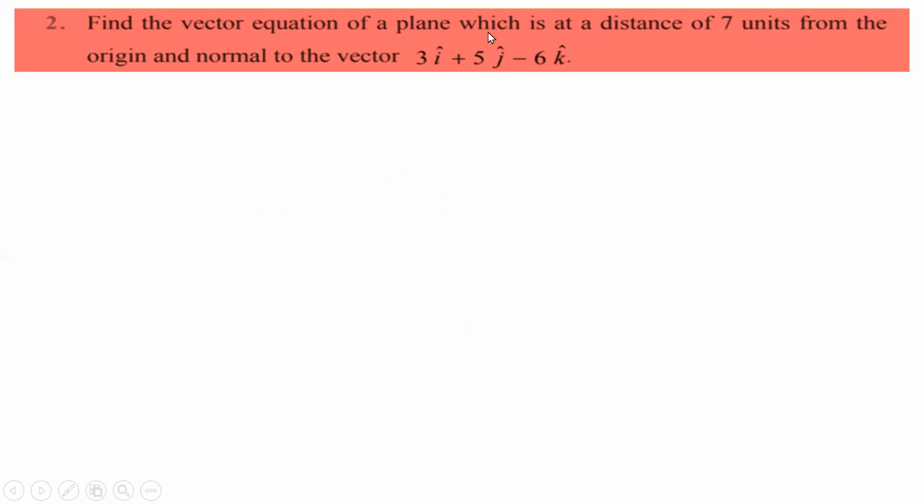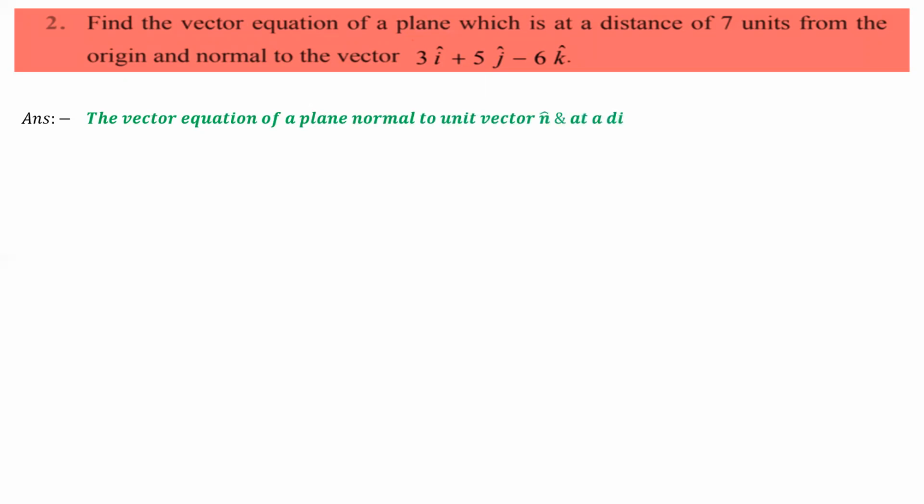Find the vector equation of the plane which is at a distance of 7 units from the origin and normal to the vector 3i cap plus 5j cap plus 6k cap. Now what we have as a formula, that is the vector equation of the plane normal to a unit vector n cap and distance from the origin is d, then the equation can be written as vector r dot product with n cap equals to d.